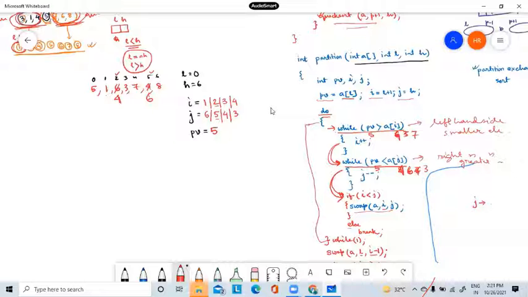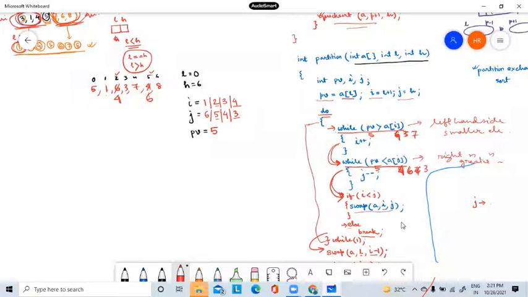Now it will compare I and J. What is the value of I? 4. What is the value of J? 3. This is not satisfying. This if part is not satisfying, so it will move into the else part. It is calling the break, so it will come out from the do while loop.